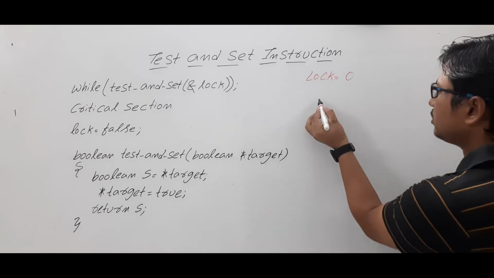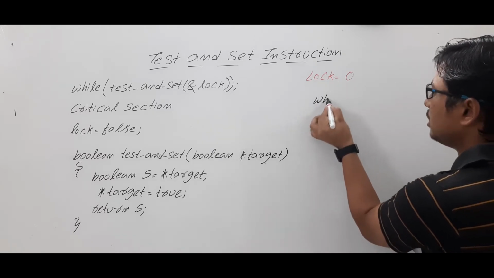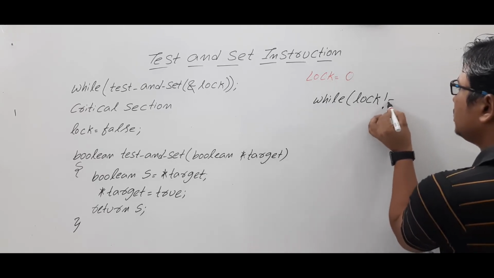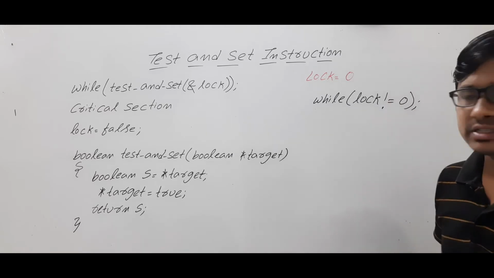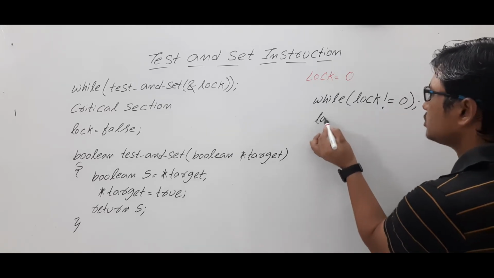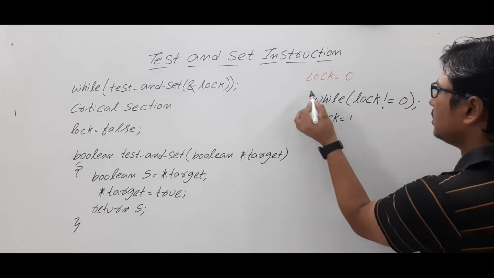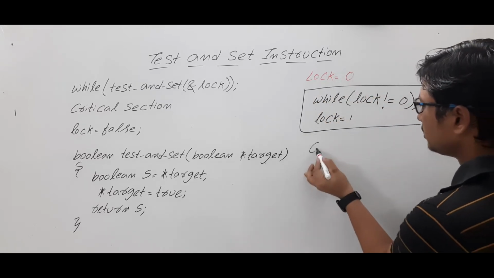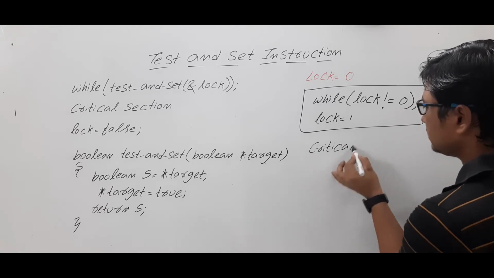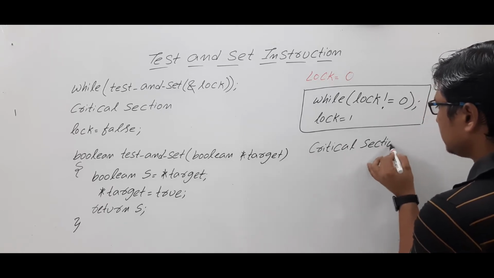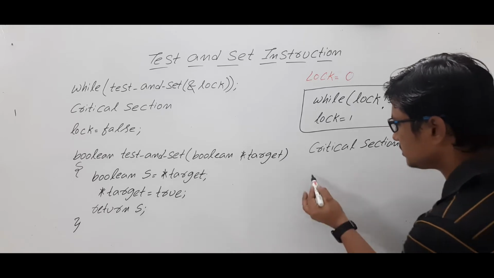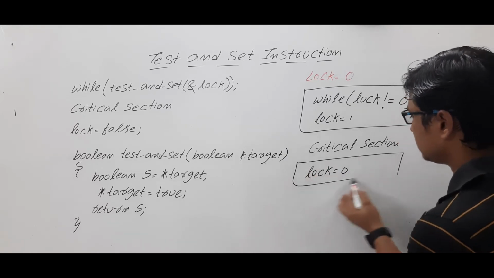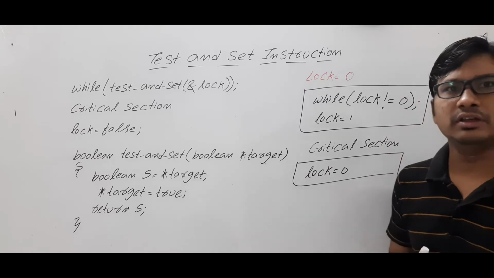Now let me write the code for the entry section. While (lock != 0); lock = 1. This is the entry section. Then you will have the critical section, and then you will have the exit section, lock = 0. So this is the entry section and exit section for the lock variable.